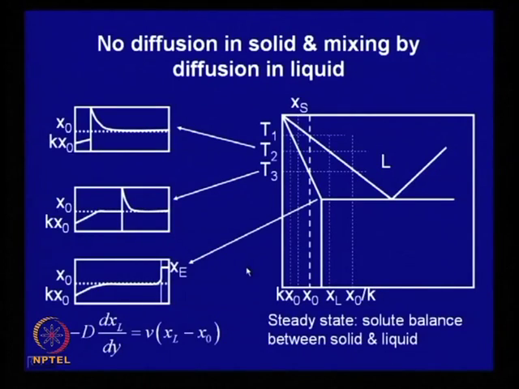Now, let us move on to a case where there is no diffusion in solid, but there is mixing by diffusion in liquid. Let us consider a similar system. Say, at this temperature, T 2, somewhere here. As we have seen, the first solid that solidifies will have the composition k, the partition coefficient, times x naught. This is the initial solid, and the final solid at the solid liquid interface will have a composition given by x s, any point on this solidus line, which is shown over here.